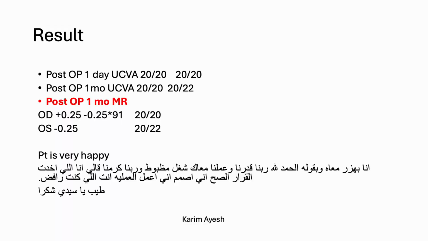One day post-op, uncorrected was 20/20 in the right eye and 20/20 in the left eye, and the patient is very satisfied. At 1 month, uncorrected was 20/20 and 20/22 in the left eye. I told the patient that the left eye is always weaker than the right eye, with not so much improvement, but after surgery it actually improved. At 1 month, manifest refraction in the right eye is plus 0.25 minus 0.25 axis 90, seeing 20/20, and the left eye minus 0.25, seeing 20/22, and the patient is very happy and satisfied.